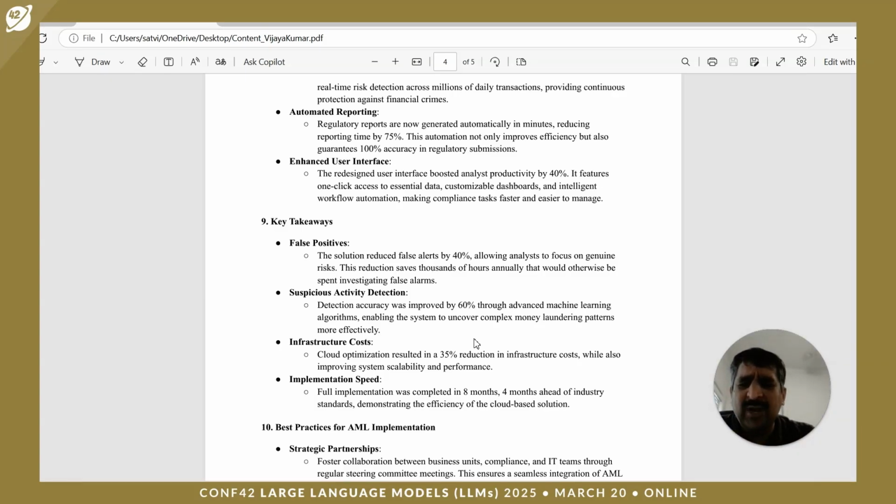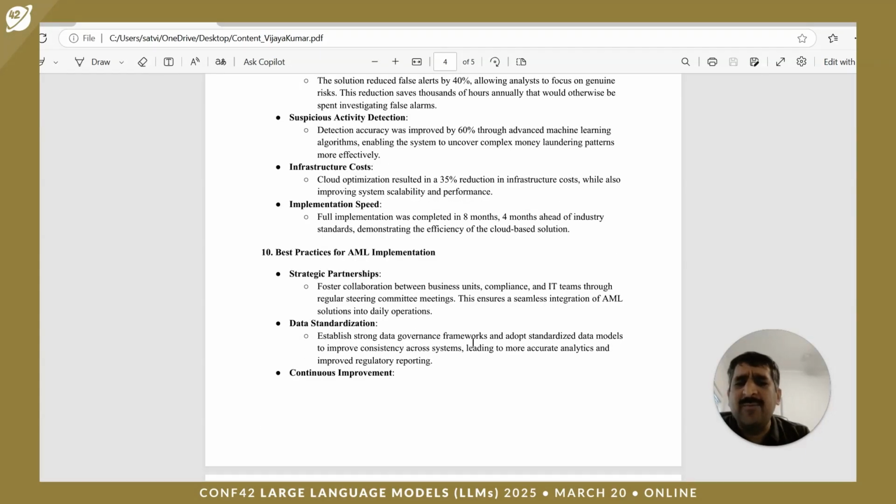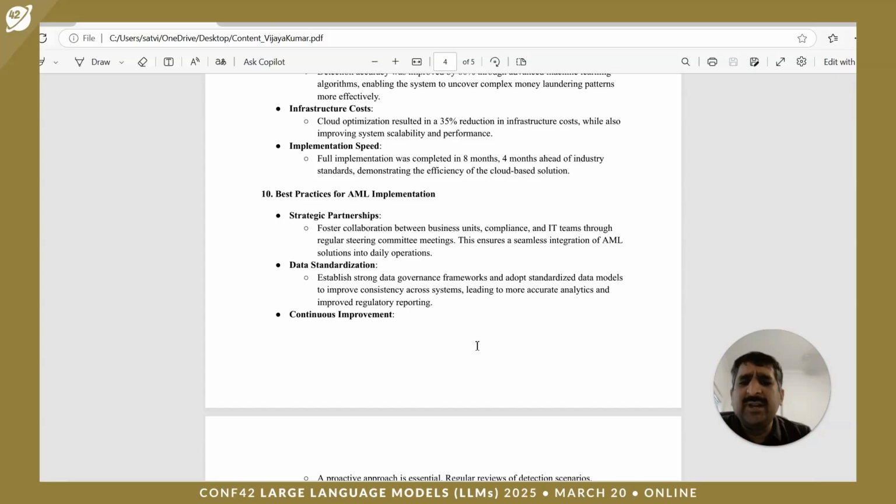Implementation speed. Full implementation was completed in 8 months, 4 months ahead of industry standards, demonstrating the efficiency of the cloud-based, ML implementation. Strategic partnership. Closer collaboration between business units, compliance and IT teams through regular training sessions to integrate with the AML system. Data standardization, wherein we establish a strong data governance framework and adopt standardized data models to improve consistency across systems, leading to more accurate analytics and improved regulatory monitoring.